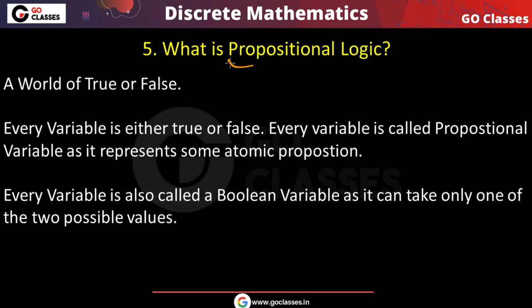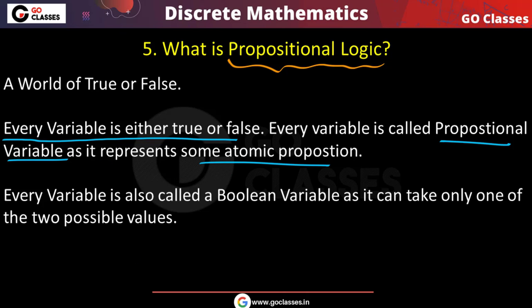Propositional logic is basically a world of true, false. Everything is either true or false in this propositional world. So I can say that every variable is also either true or false. Every variable is called a propositional variable, and a propositional variable represents some atomic proposition.